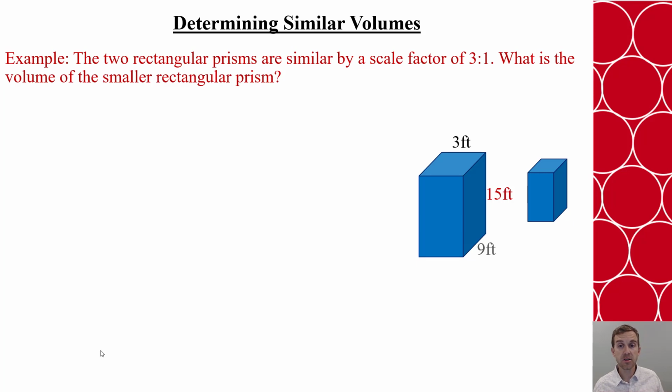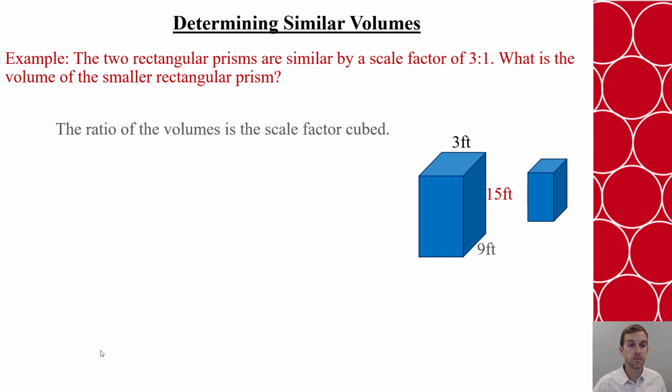So yes, I could use the scale factor to find each of the length, the width, and the height of the rectangular prism, but let's focus on the idea of using the scale factor to help us look at the ratio of the volumes. So the ratio of the volumes is the scale factor cubed. So 3:1, if each of those are cubed, that will become 27:1.